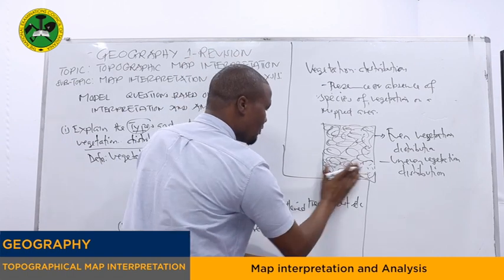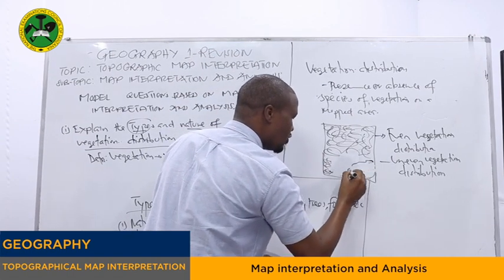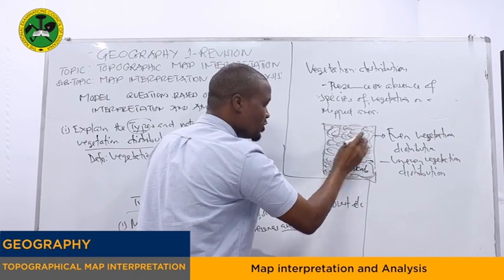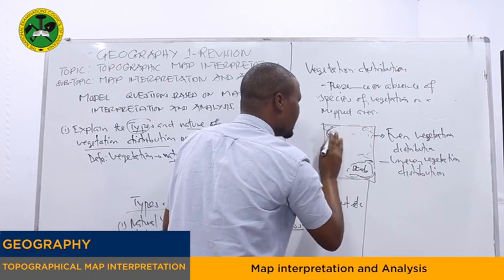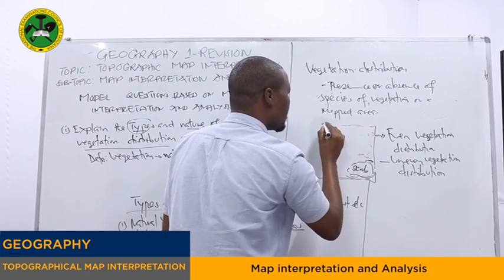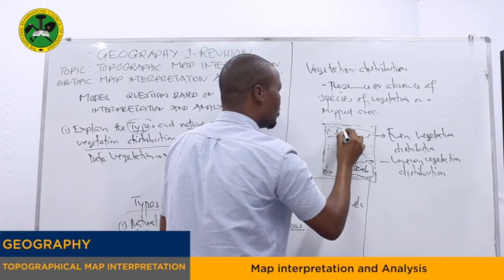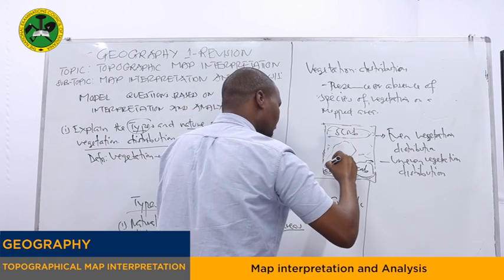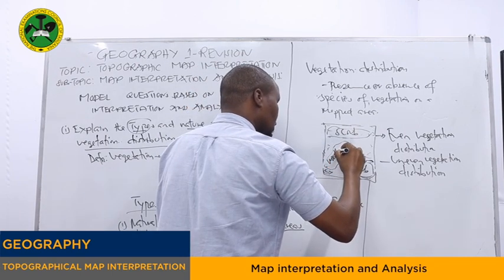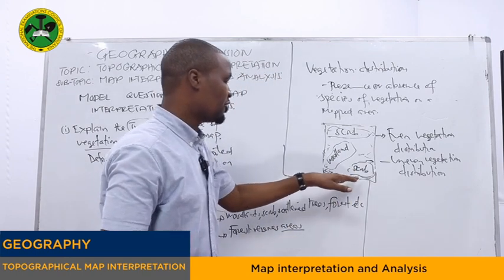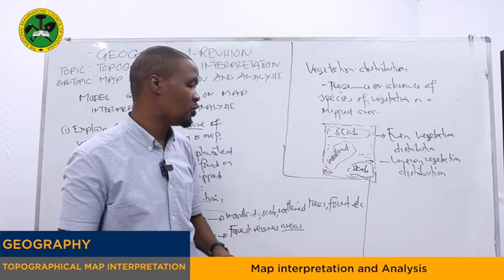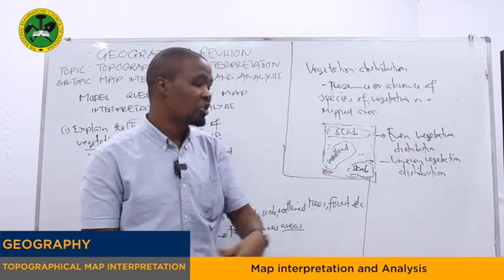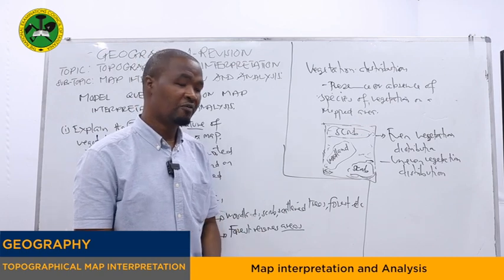Why? Because you may find right here few scrubs, you see? Then right here you may find no scrub. Then at the top of the mapped area, maybe at the northern eastern part of the map, you may also find scrub. Right here you may find another type of plant species, maybe woodland. So because the distribution of the vegetation on the mapped area is not equal, we say there is an uneven vegetation distribution. That's the nature of vegetation distribution.